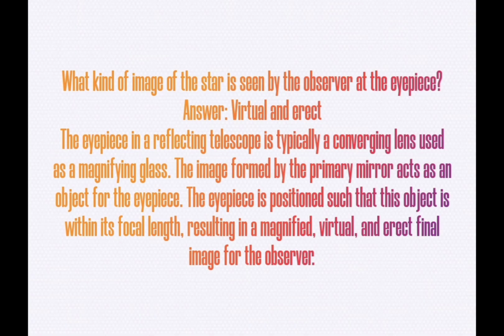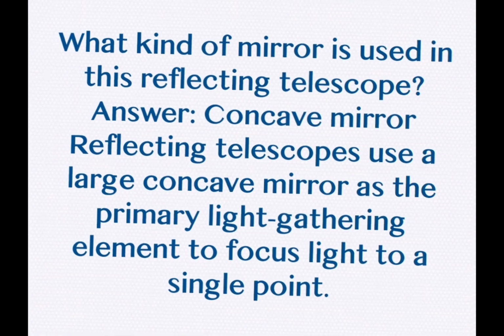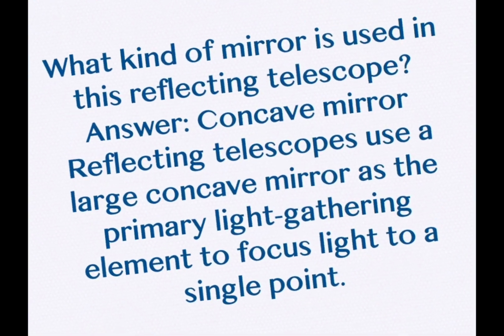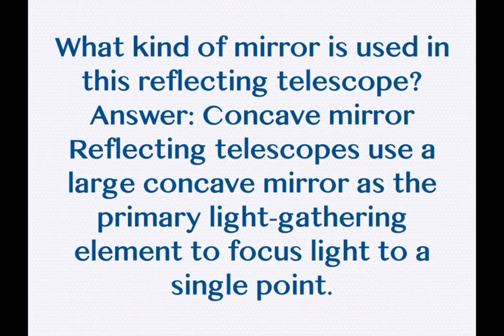Next, second question: what kind of mirror is used in a reflecting telescope? That is a concave mirror. A reflecting telescope uses a large concave mirror as a primary light gathering element to focus the light at a single point.